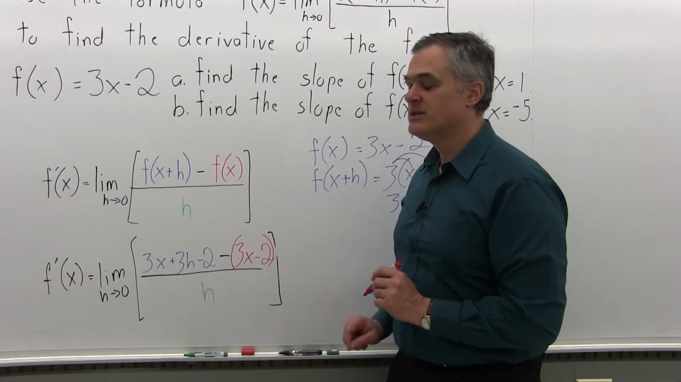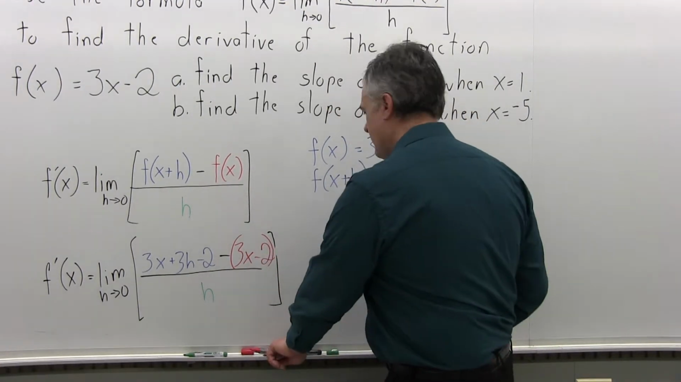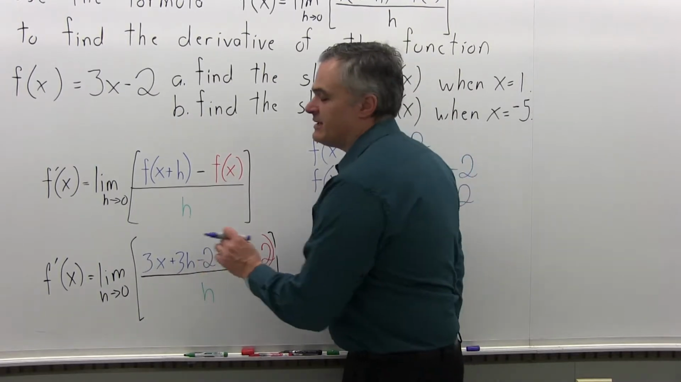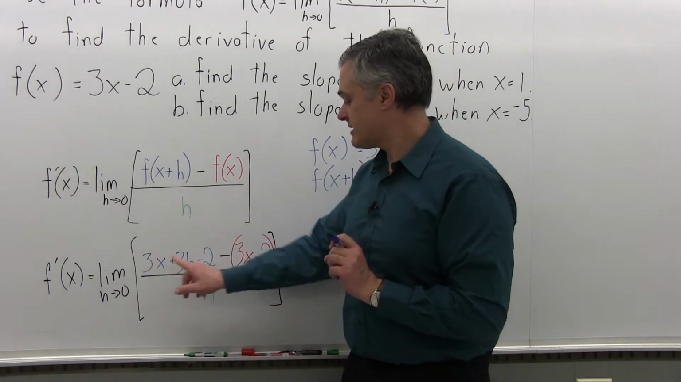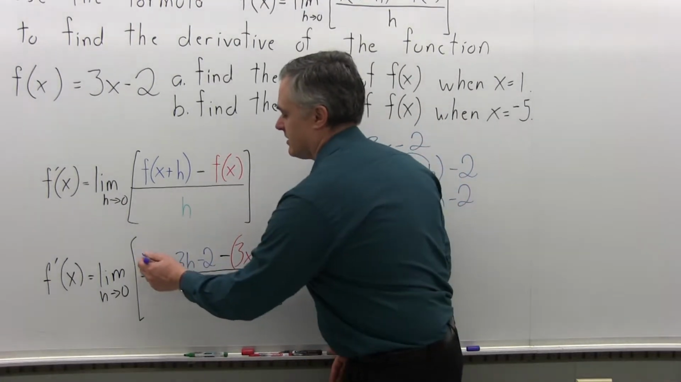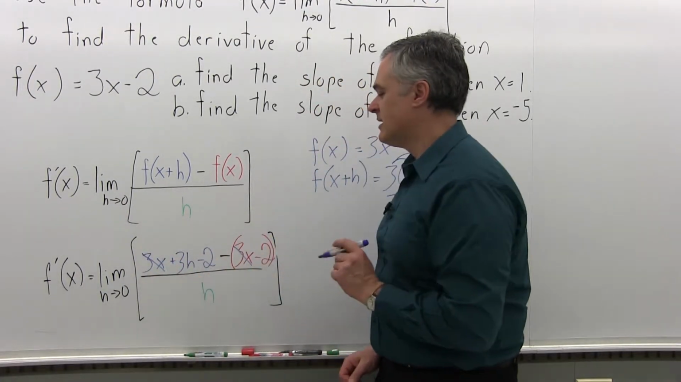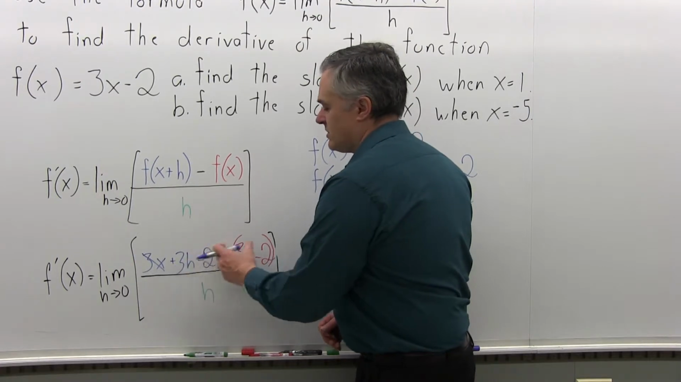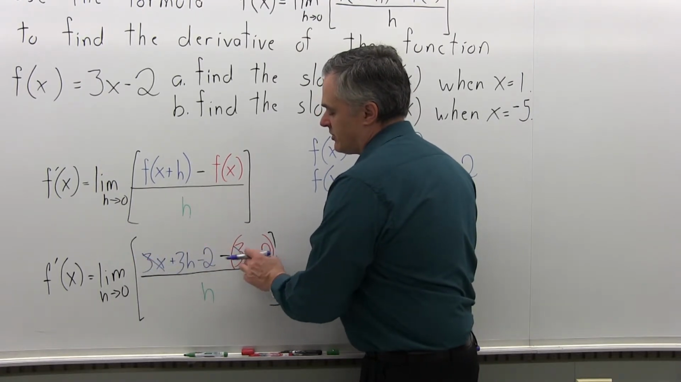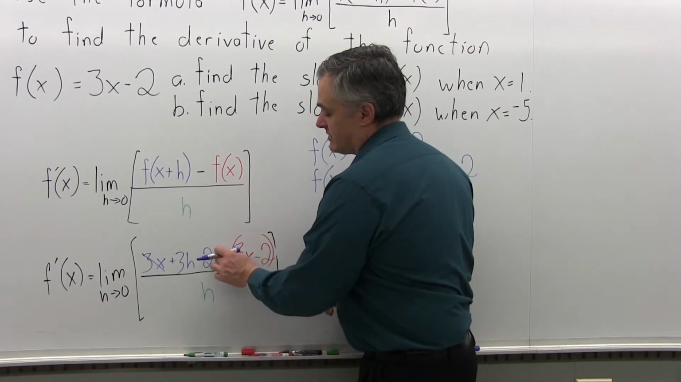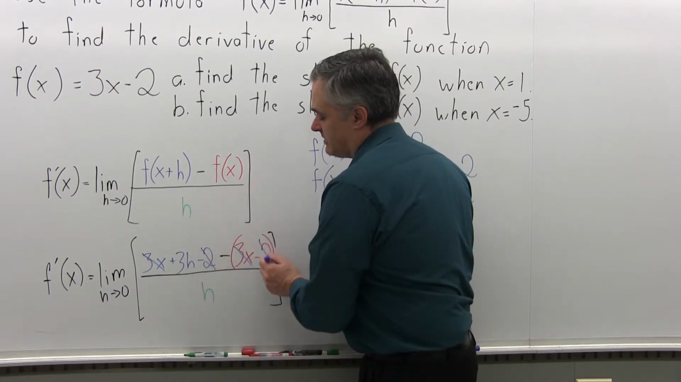So now stuff will cancel. If it doesn't have an h in the numerator, it should cancel. Here's a positive 3x, negative 3x. Positive 3x, negative 3x. Cancel it. Positive 3h, no other 3h, so it doesn't cancel. Negative 2, here's another negative 2 that I'm subtracting, so it's really a positive 2. So negative 2, positive 2, cancel, cancel.